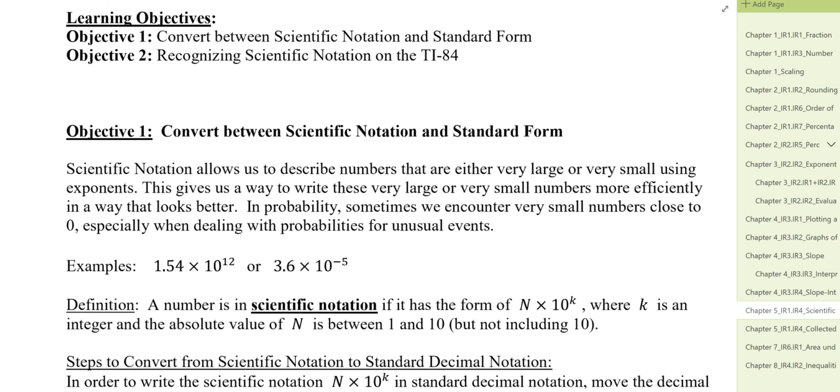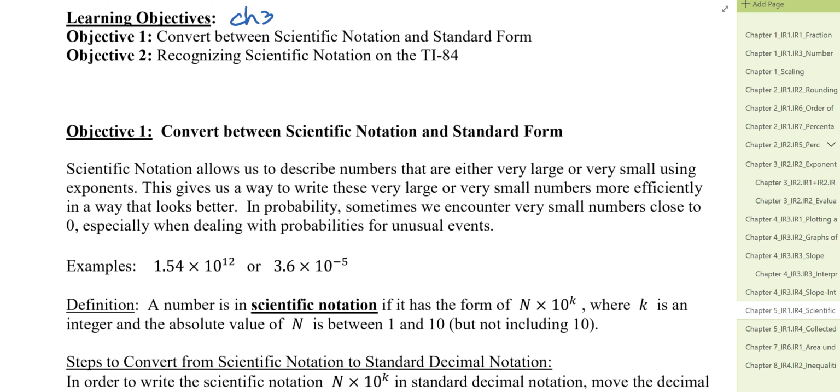Hello. In this lesson, I'm going to review conversion between scientific notation and standard form, and recognizing scientific notation on your TI-84 calculator. This is to support the material for chapter 3. So let's do the first objective: convert between scientific notation and standard form.